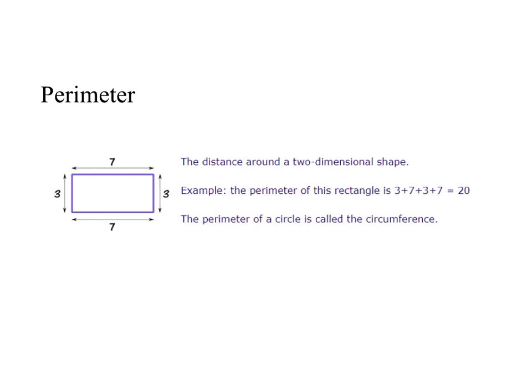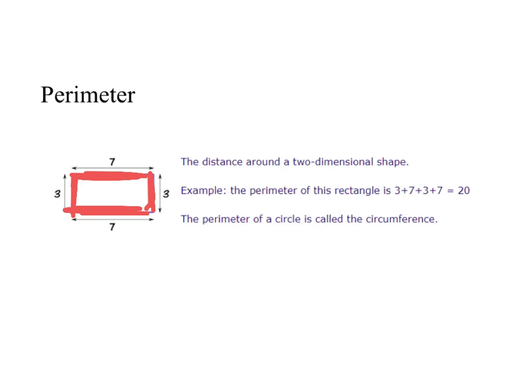For example, the perimeter of this rectangle is 3 plus 7 plus 3 plus 7 equals 20. If you just add up all the sides, 3 plus 7 plus 3 plus 7, that would be the distance all the way around.